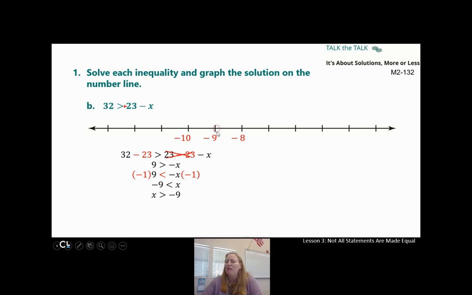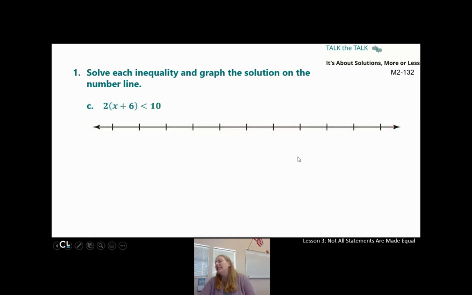Sorry if it's a little bit off. I had some issues there. So I put an open circle on my negative 9. This says that x is the bigger guy, right? Alligator eats the bigger one. So if I'm going bigger, I'm going to the right. So my arrow goes off forever and ever to the right.